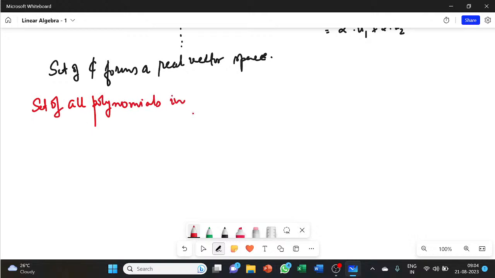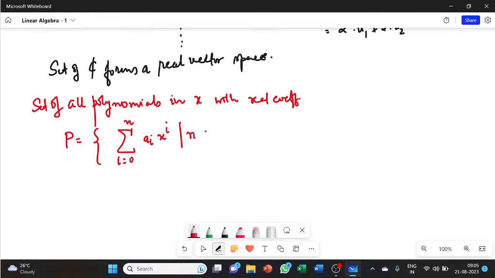Set of all polynomials in x with real coefficients. That is, I'm talking of the set of polynomials, let's say P, which is written as summation i equals 0 to n of a_i x raised to power i, where n belongs to the naturals and a_i belongs to R.